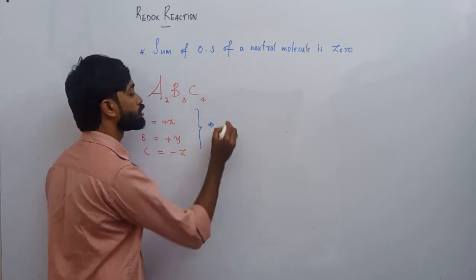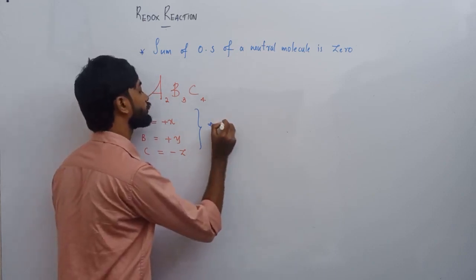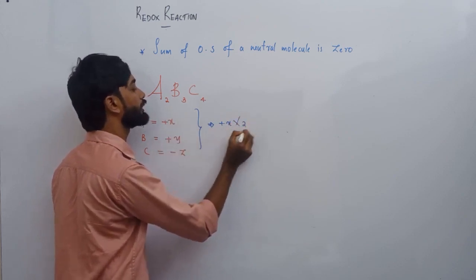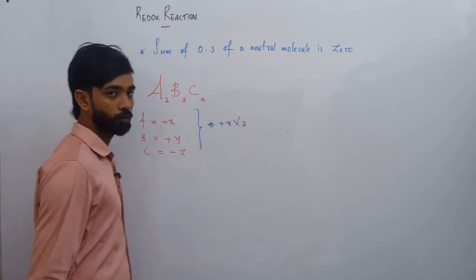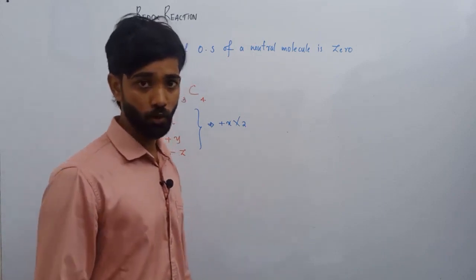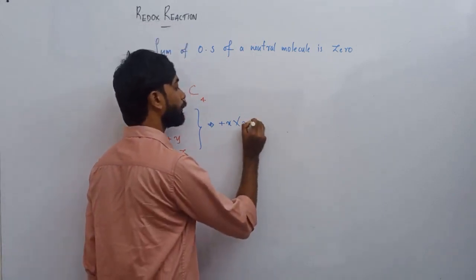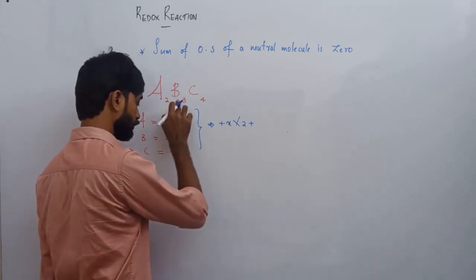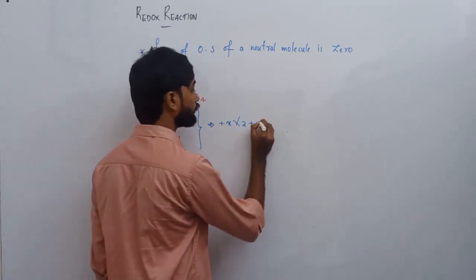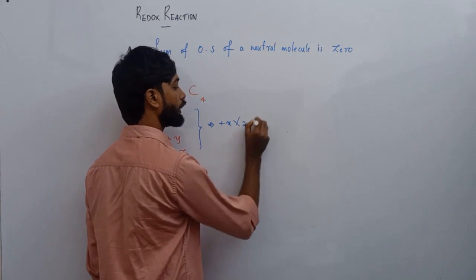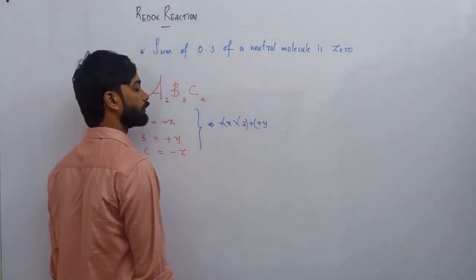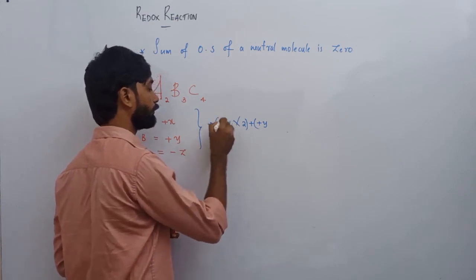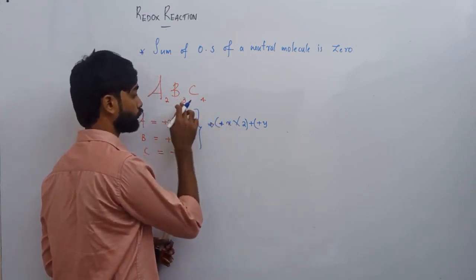A has oxidation state +x, multiplied by its number 2, so the total charge of A is 2x. Then, moving to the next species, B. What is its charge? +y. The charge of B is +y.